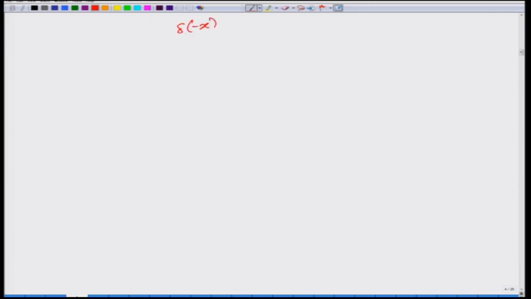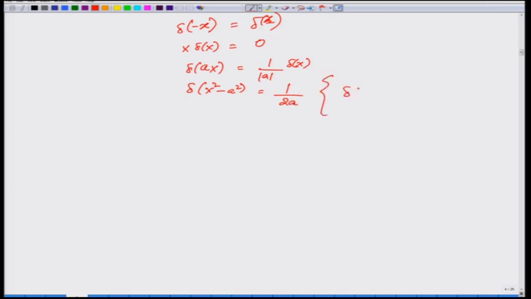Delta of minus x is delta of x. x delta of x is 0. Delta of a x, where a is any constant, is 1 by mod a delta of x. Delta of x square minus a square is 1 by 2a times delta of x minus a plus delta of x plus a. These are the properties which we will use in solving problems related to the delta function.